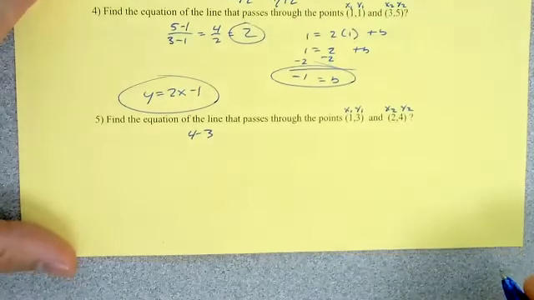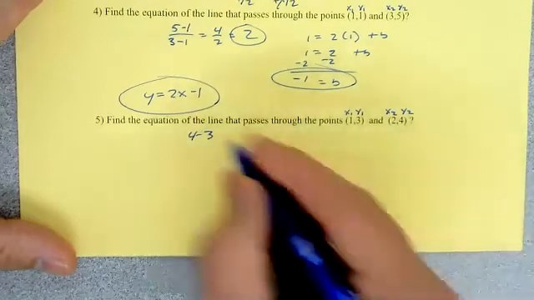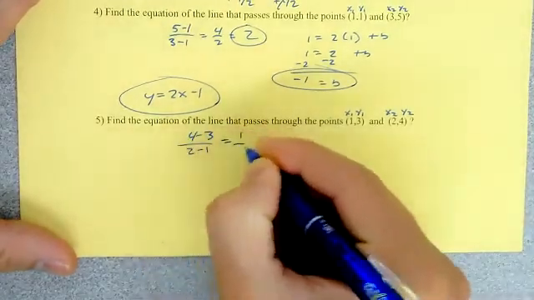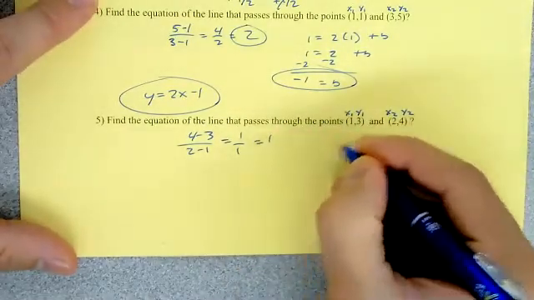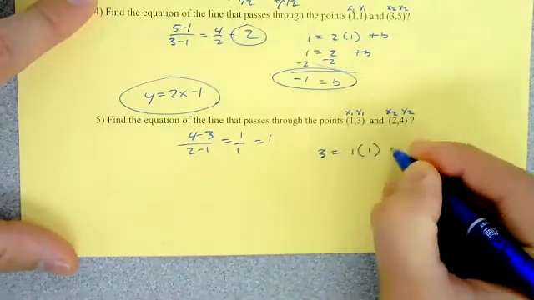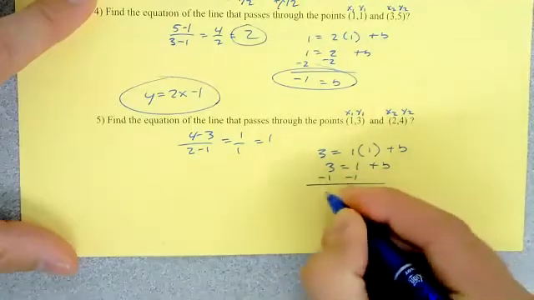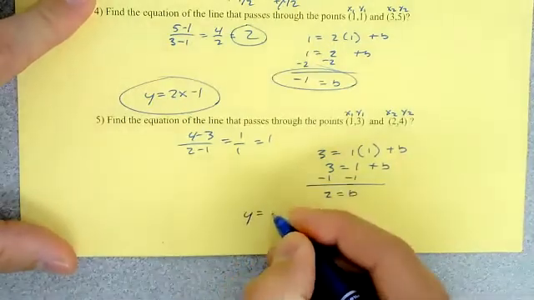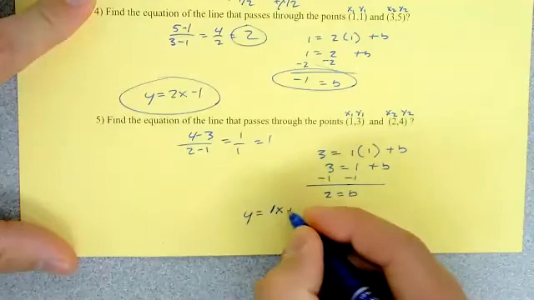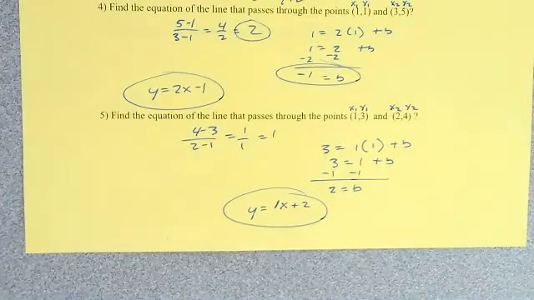Fifth one down here: x1, y1, x2, y2. Okay, I get 4 minus 3, then I get 2 minus 1. 1 over 1 should just be 1. So then I get 3 equals 1 times 1 plus b. 3 equals 1 plus b, get a b value of 2. So y equals, you could say 1x or you could just say x, it doesn't matter. Okay, but y equals 1x plus 2.